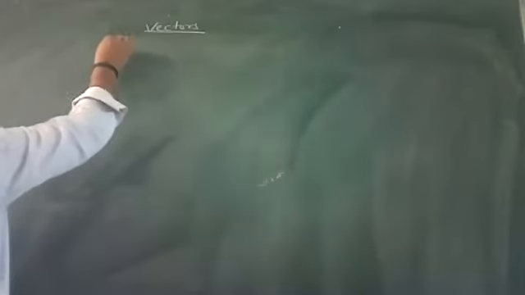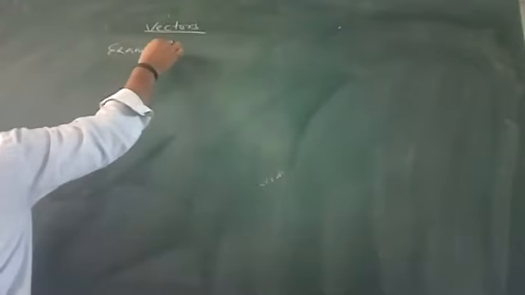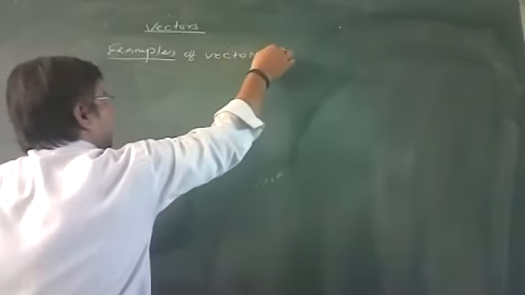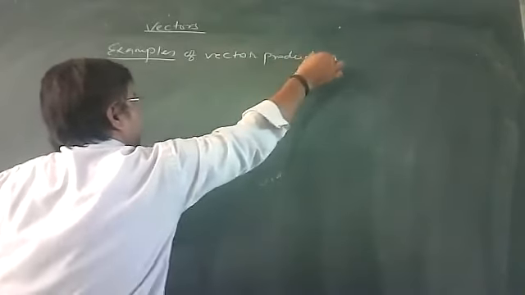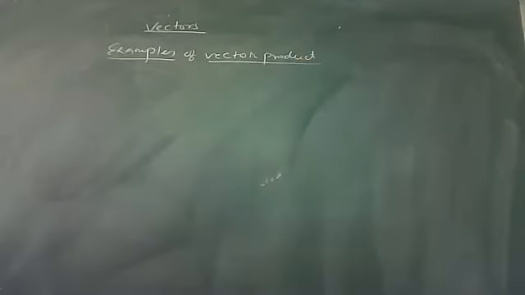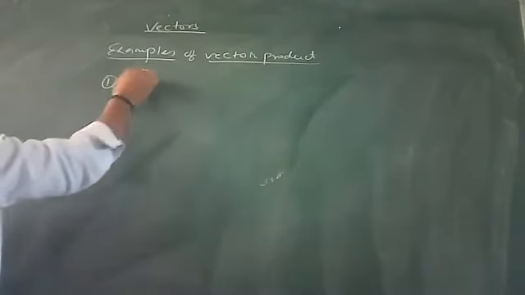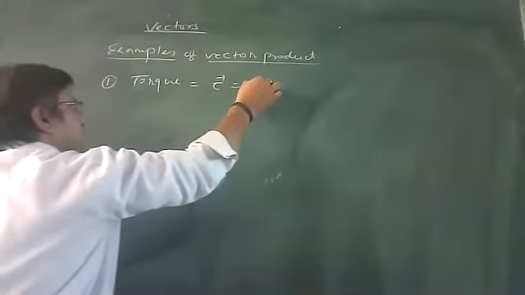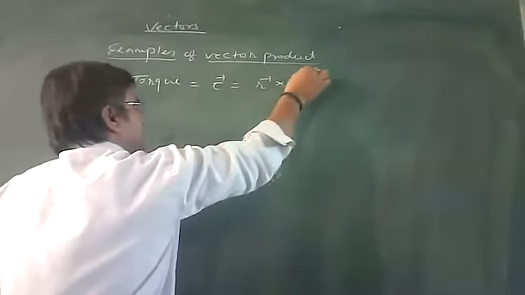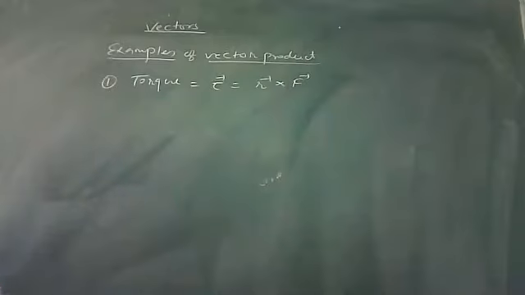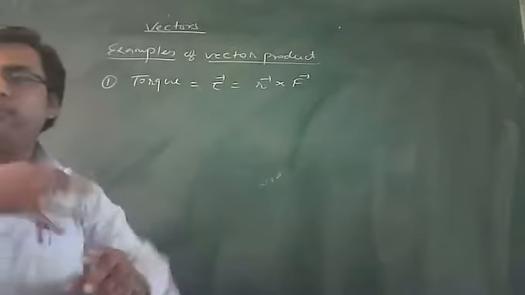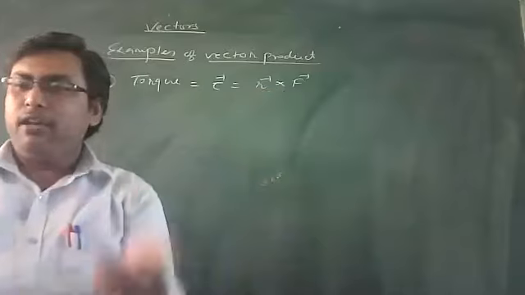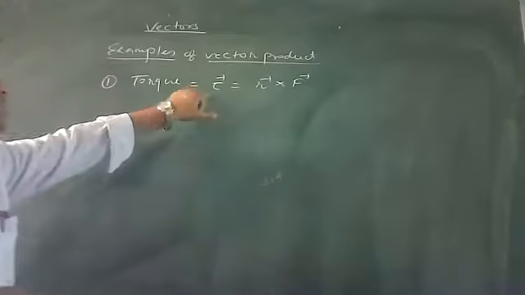First, write examples of vector product. That means when two vectors are multiplied and their resultant is also a vector. First example is torque. Torque is equal to R cross F. What is torque? It is the force that is required for rotation effect. When I want linear motion, I need force. If I need angular motion or rotational motion, I need this torque.